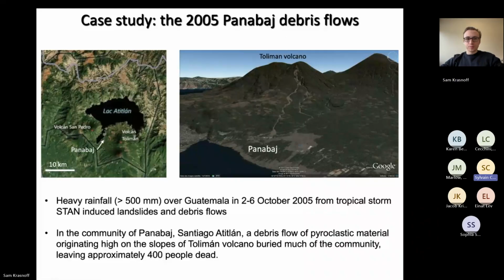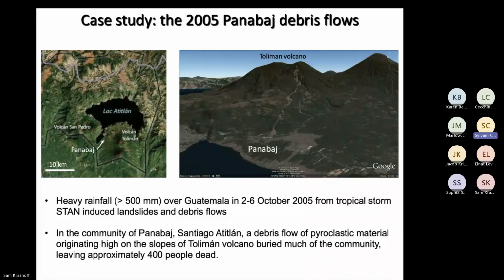Yeah. So very quickly, this is just a case study that I've been working on during the past few years. It's the 2005 Panabaj debris flow in Guatemala, which occurred at Volcán Tolimán, which is one of the volcanoes around the Lake Atitlán caldera. These debris flows occurred in 2005 during the passage of tropical storm Stan, between October 2nd and October 6th. So it was very heavy rainfall.